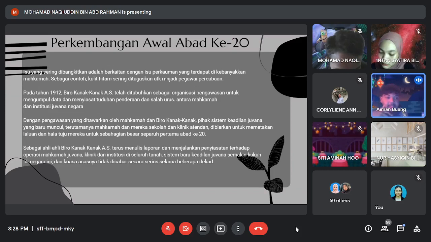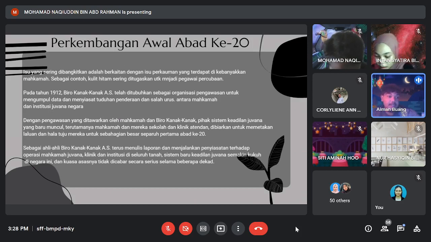Maksudnya pada ketika itu dia nak menyiasatlah terhadap beberapa tuduhan penderaan dan salah urus terhadap organisasi pengawasan yang menguruskan juvenile pada ketika itu. So siapa yang handle? Yang handle adalah Bureau of Children, Biro Kanak-Kanak Amerika Syarikat pada ketika itu.